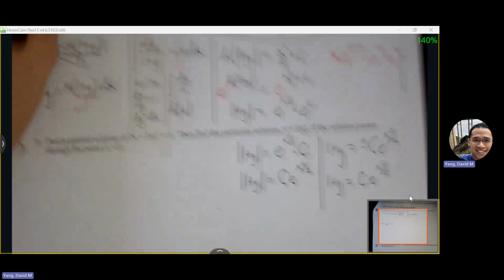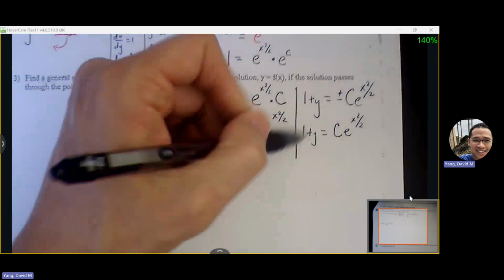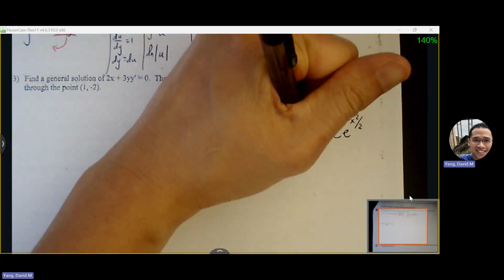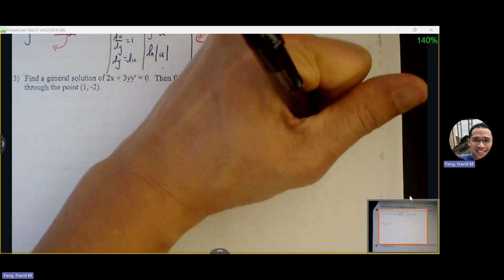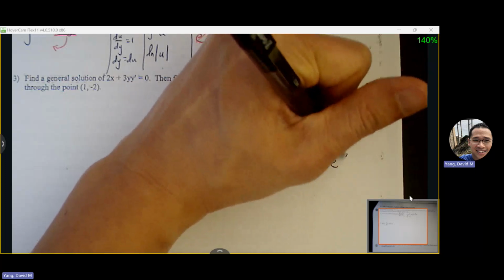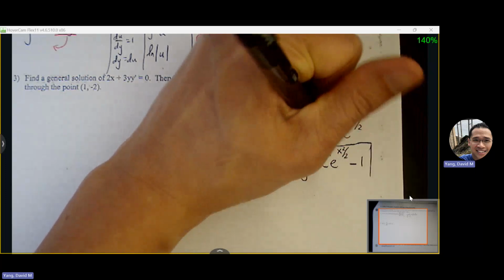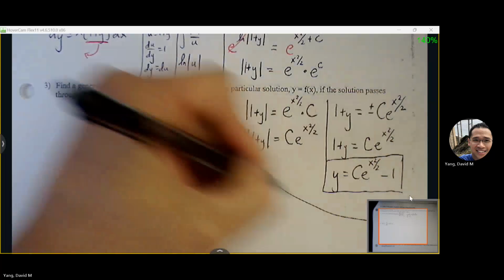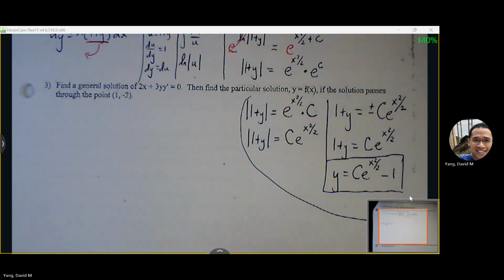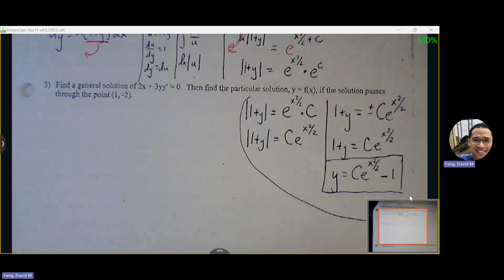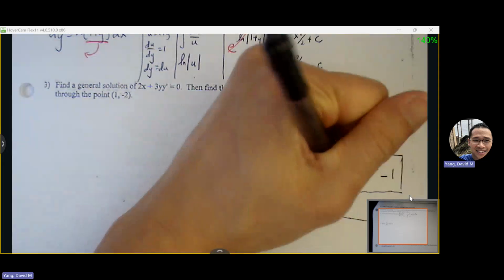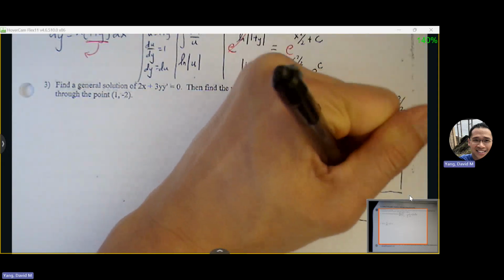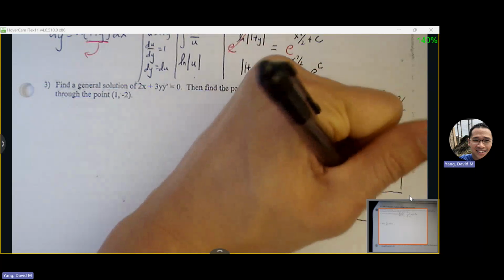And then our final step, we just want to get that y by itself. So we'll subtract 1 to the right side. y is equal to c e to the x squared over 2 minus 1. This we call a general solution because there's still a c in our answer.